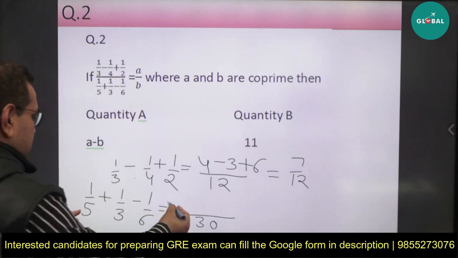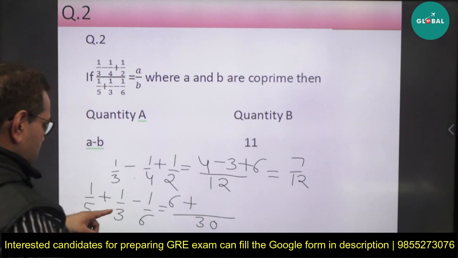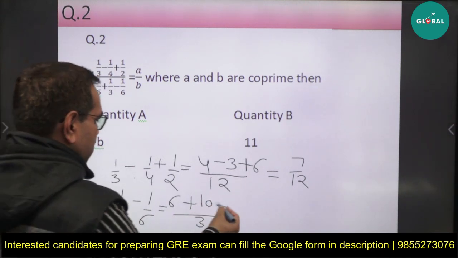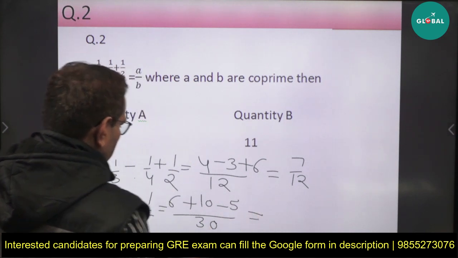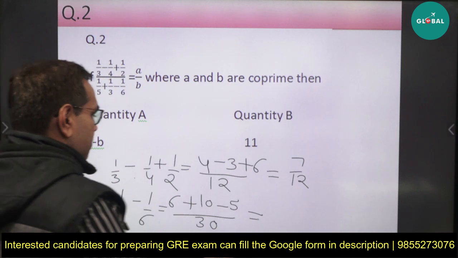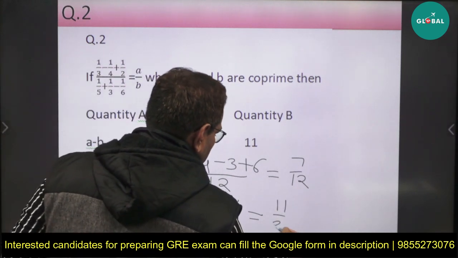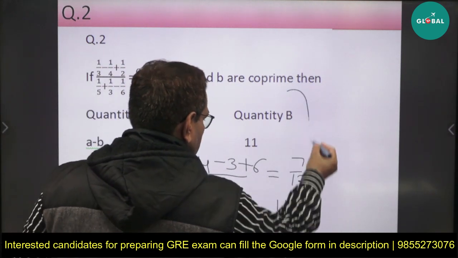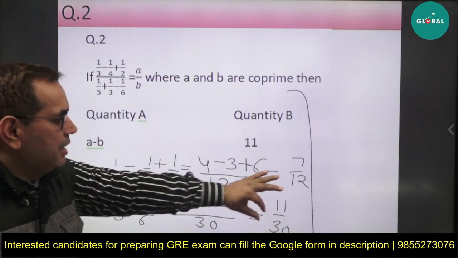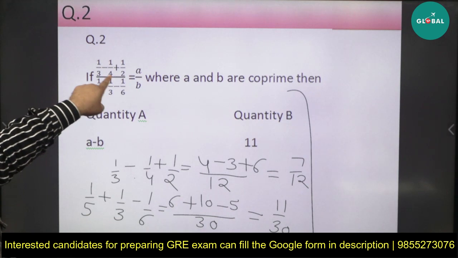Now 5 times 6 is 30, plus 3 times 10 is 30, minus 6 times 5 is 30. So equal to 10 plus 16 minus 5, 11 upon 30. This is 11 upon 30, okay. So this is the numerator and this is the denominator.